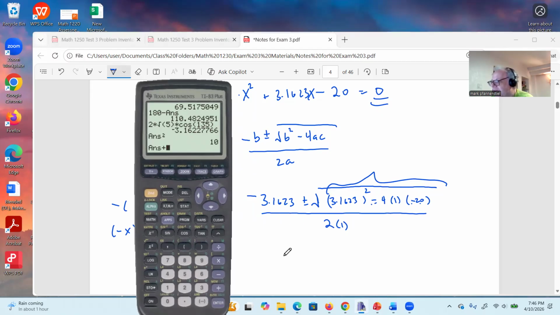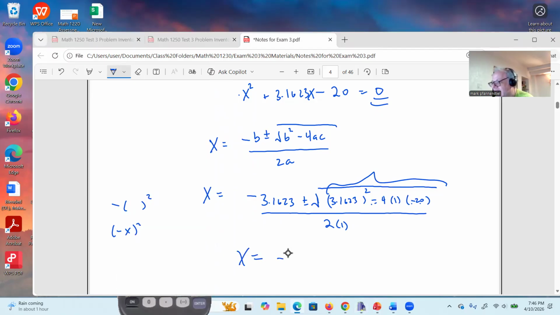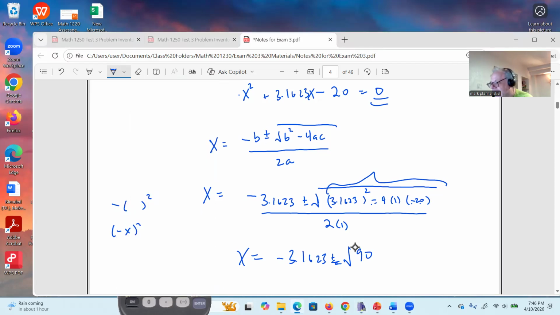So that's going to be 10, and we're going to add, right, because negative, negative, so minus 4 times 20 becomes plus 4 times 20. 4 times 20 is 80. So we ended up getting a 90 here. So we have x equals negative 3.1623 plus or minus. What are we going to do with the plus or the minus? We're going to have to see what happens. Under the square root here, we have plus or minus the square root of 90, and this is all divided by 2.